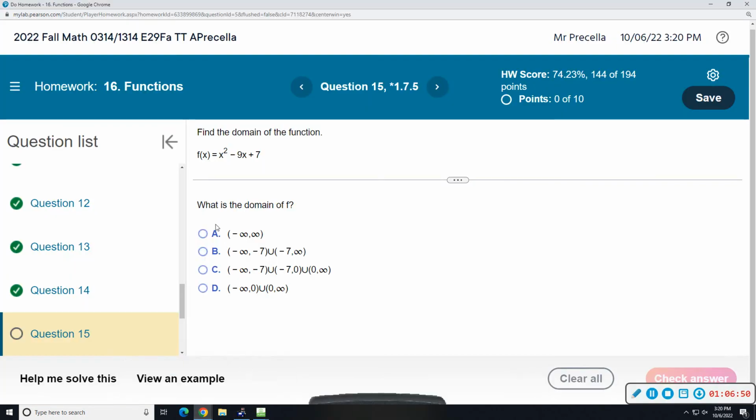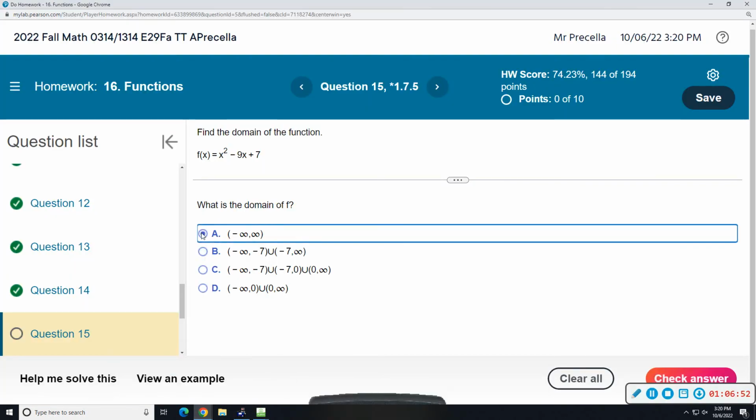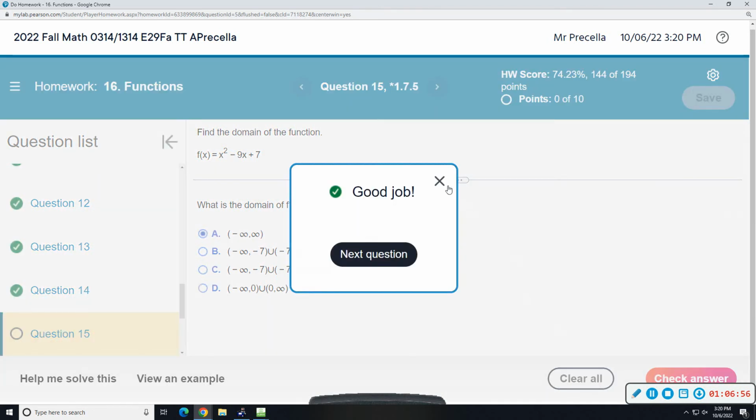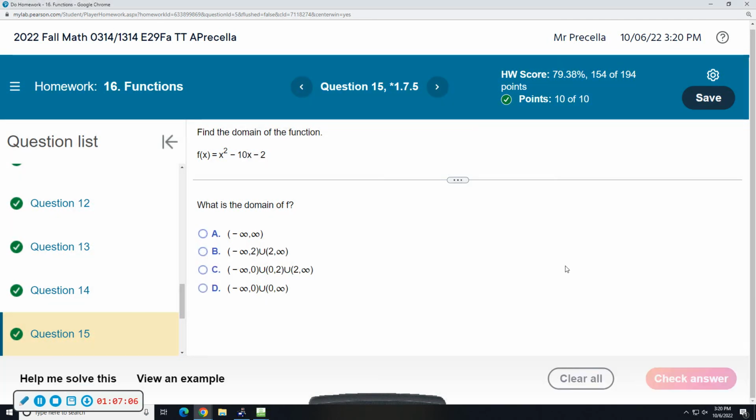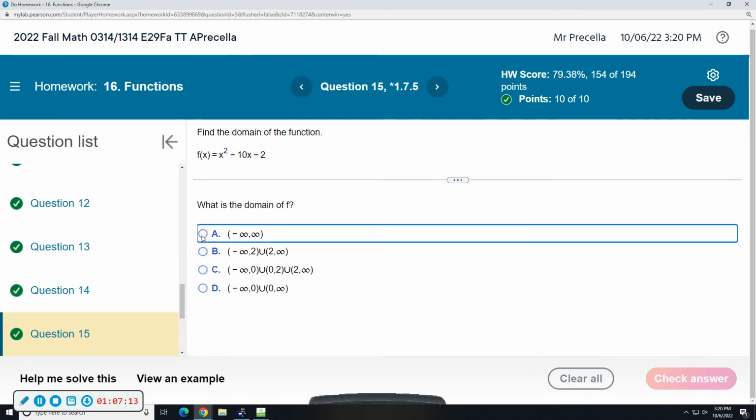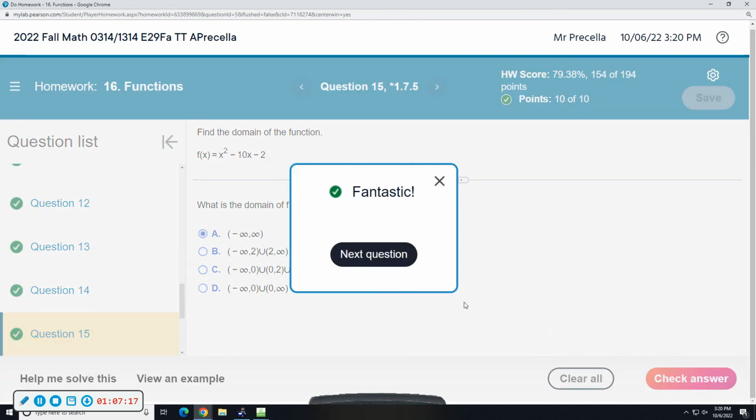Let's see. Which one is it? Here. There. All real numbers. There's no square roots and no fractions. If I said a similar question on this one, if I wanted to do another one of those, what, y'all want to guess what the answer is? This is just another number 15. Negative infinity to infinity, if there's no square roots and no fractions.